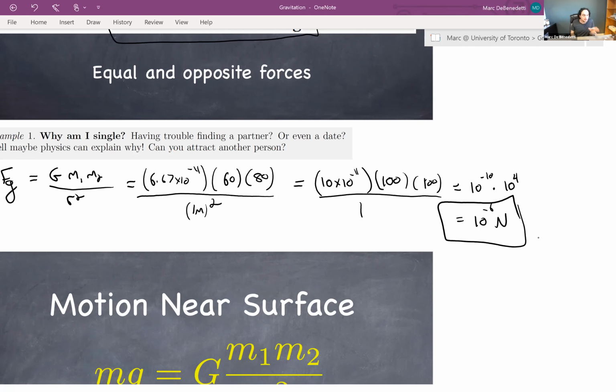The reason why you don't notice the force of gravity between you and other objects is because your mass is so small that the amount of gravitational force that you're pulling with is on the order of magnitude of 6 decimal places.